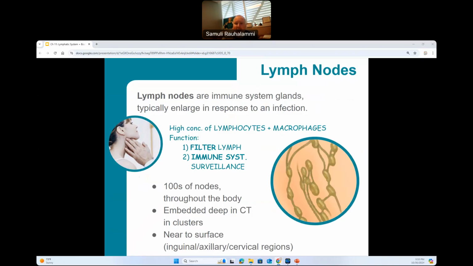And we find within the lymph nodes these defense cells. So we see macrophages, these engulf and destroy bacteria, viruses, and other foreign substances in the lymph. And then we see lymphocytes, which respond to foreign substances in the lymph.